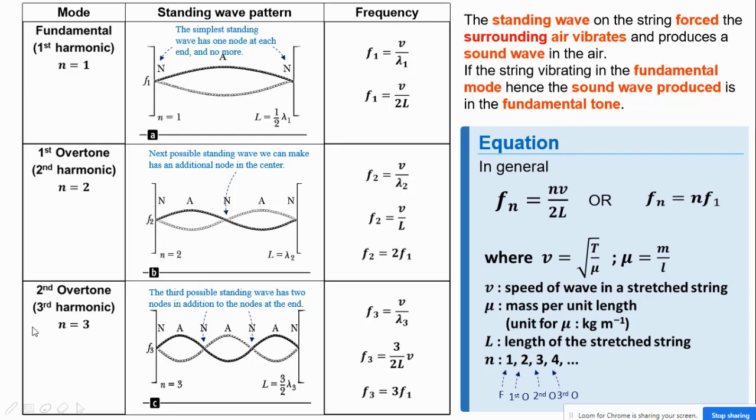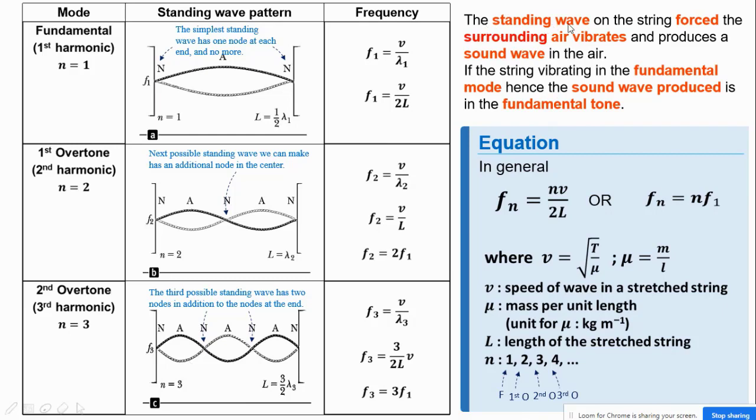For the second overtone, which is the third harmonic, we have n equal to 3. The third possible standing wave has 2 nodes in addition to the nodes at the ends. So in total, we have 1, 2, 3, 4 after we add another 2 nodes here. The total length of the string is equal to 3 over 2 lambda 3. And we have the formula of frequency f3 equal to v over lambda 3 in general. And we replace lambda 3 with 2L over 3. And we have this formula. And we have the relation f3 equal to 3 times f1 after we compare with the first formula.